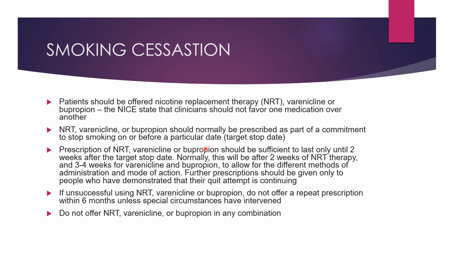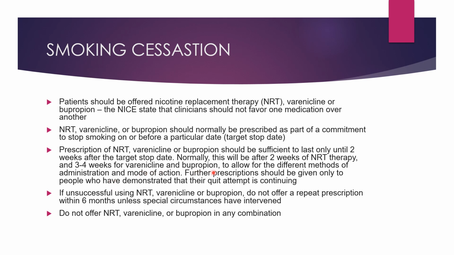They should be told about a target date that they need to stop on a particular date or before. This is the target stop date that you have to explain to the patient, and the prescription should be sufficient to last only until 2 weeks after the target stop date. So if you have started the patient on this smoking cessation therapy and you give a target stop date after 2 weeks, then you have to give your prescription for 4 weeks. So normally this will be 2 weeks of NRT therapy and 3 to 4 weeks of varenicline or bupropion. Usually it takes time for these medications to act compared to nicotine replacement therapy.